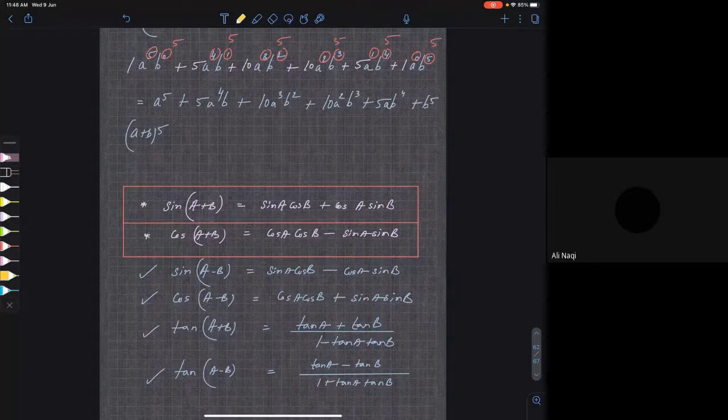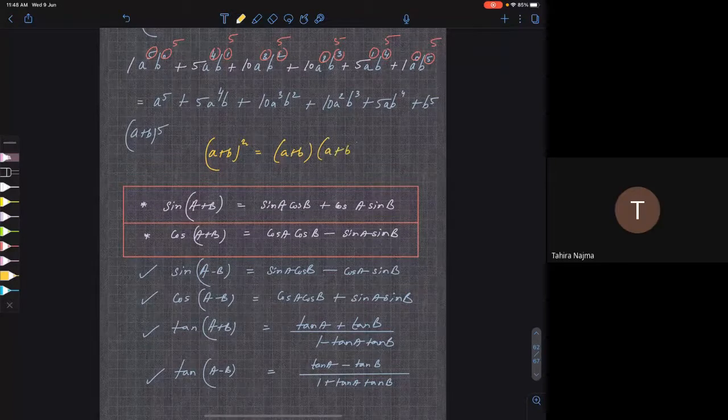(a plus b) multiplied by (a plus b), so a plus b whole square, is equal to (a plus b) into (a plus b), in another bracket. Okay. Now we have to multiply each and every term of the first bracket with the second bracket.